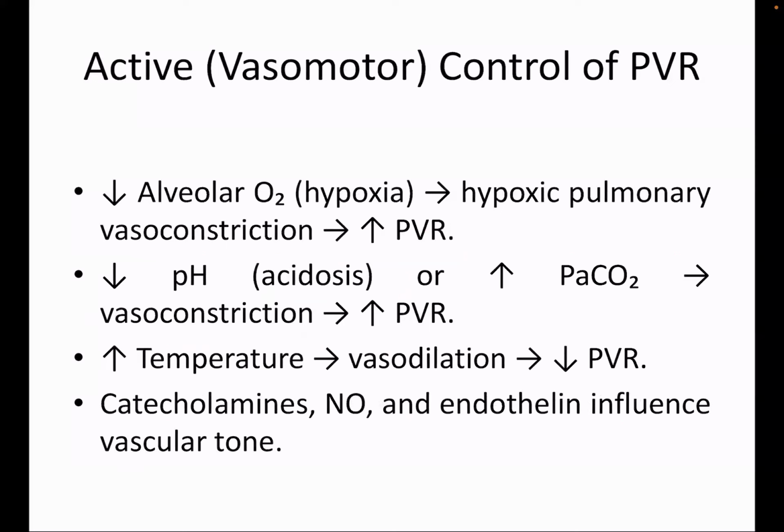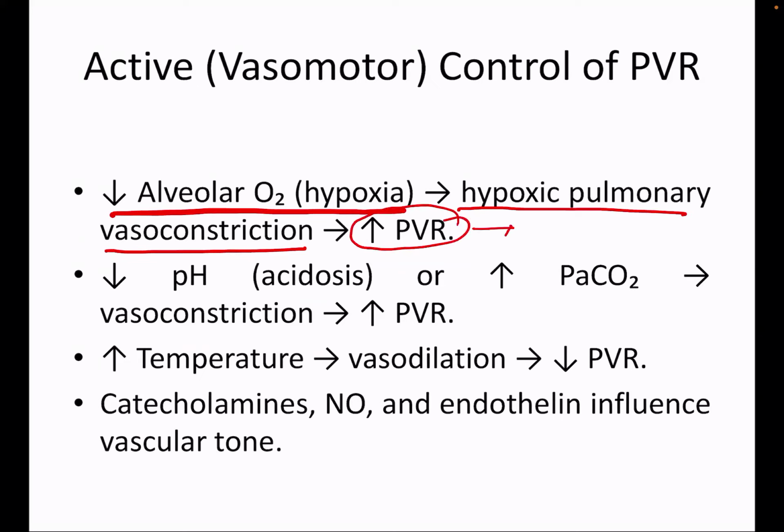Now coming to the active, this also mostly I have discussed. So alveolar oxygen, I will discuss HPV in more detail. If there is a decrease in the alveolar oxygen, the PVR increases. If it is generalized, then it is very difficult to manage because the RV cannot withstand high afterload.